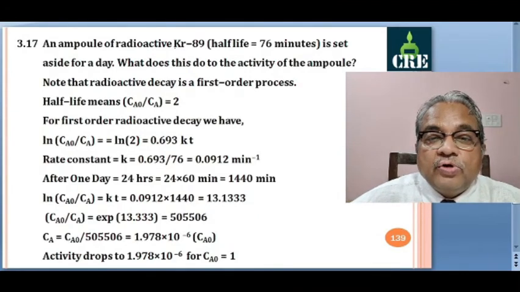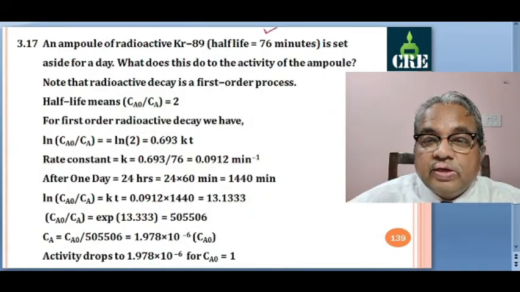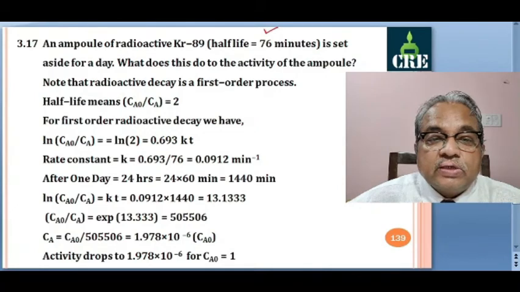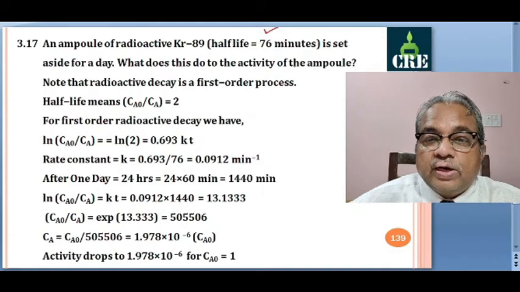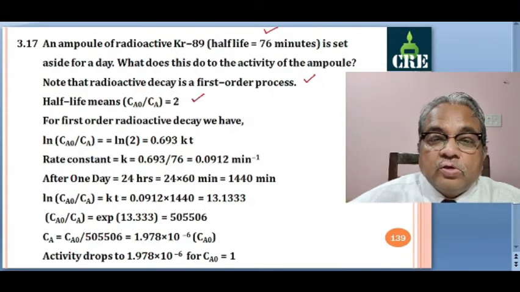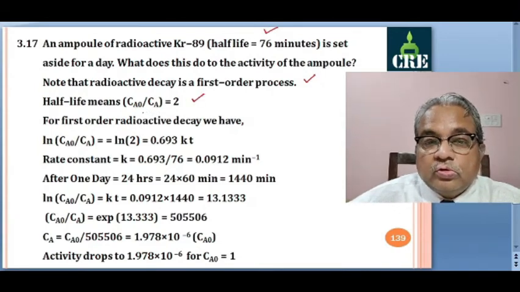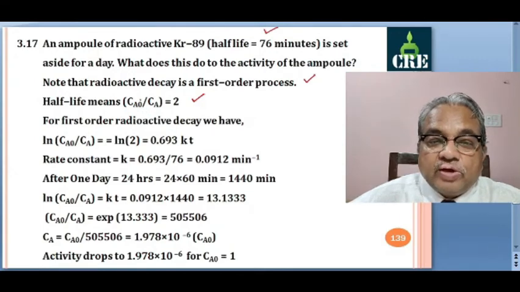3.17. Ampule of radioactive material for which half-life is given as 76 minutes is set aside for a day. What does this do to the activity of the ampule? So how much is the decay? Radioactive decay is first order process. Half-life means Ca0 by Ca is equal to 2, to reach the half of its value.